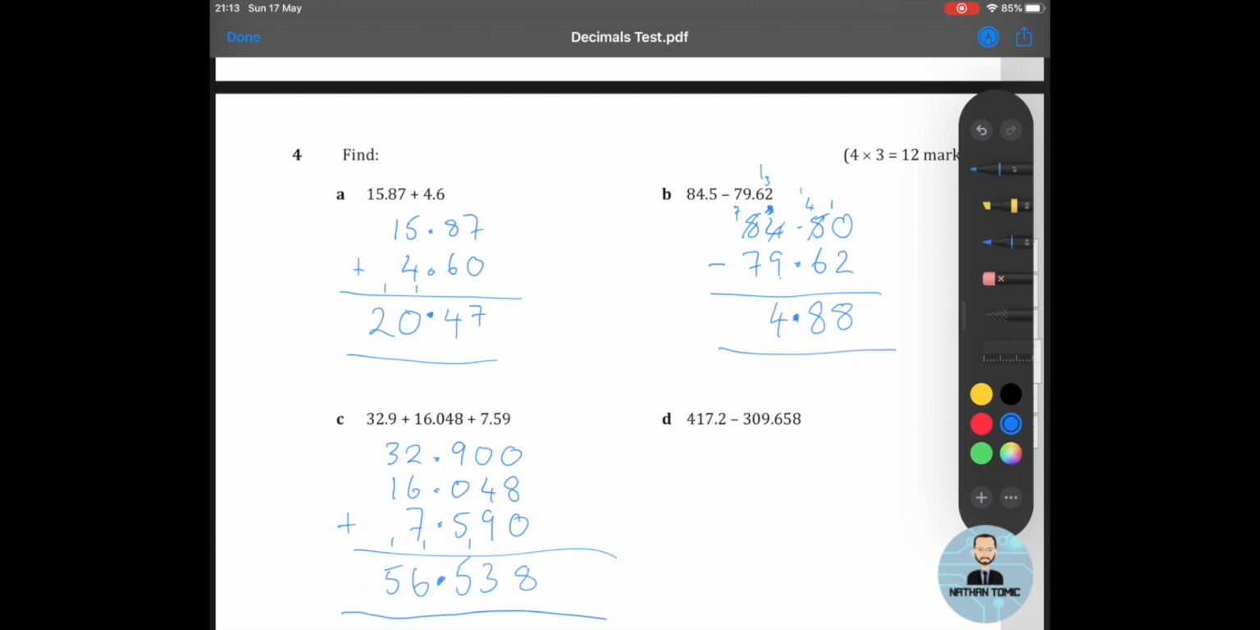Again, bigger numbers and also numbers with alternating decimal places. So just keeping everything lined up. So 417.2.